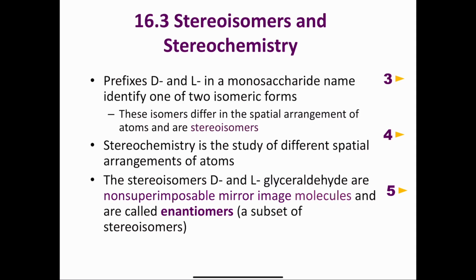And so even though molecules can be connected in the same way, the arrangement of their atoms in space differs, and that's what makes stereoisomers. Stereochemistry is the study of the different spatial arrangements of atoms. A general example of a pair of stereoisomers is shown on the next slide.